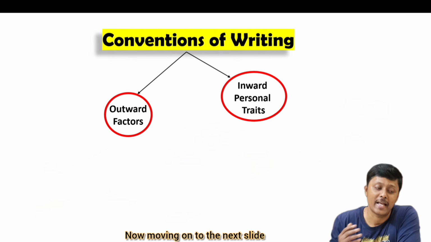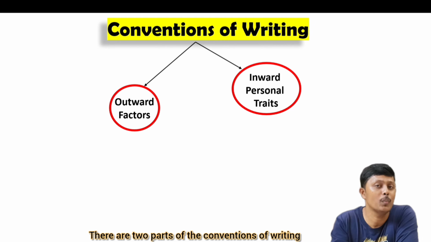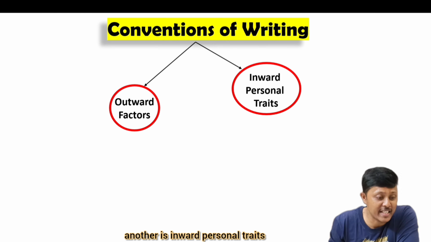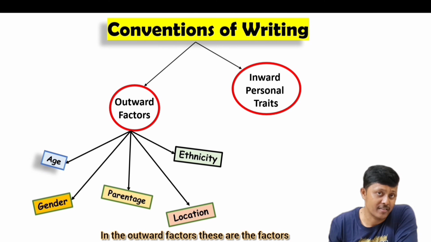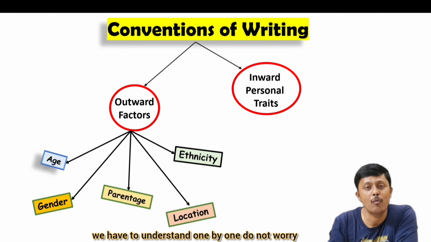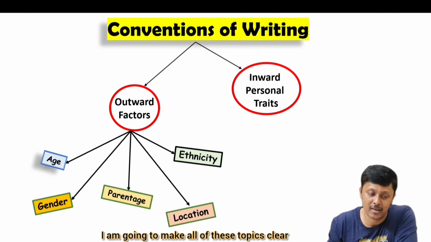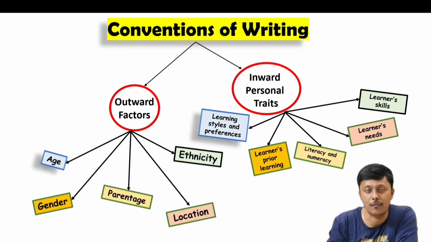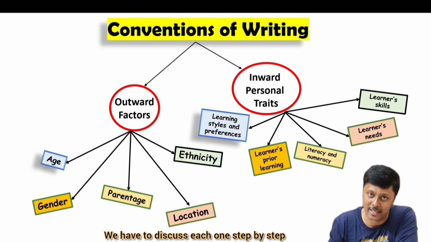Now, moving on to the next slide, we have to understand the conventions of writing. There are two parts of the conventions of writing. One is outward factors, another is inward personal traits. In the outward factors, these are the factors we have to understand one by one. Do not worry. In the next slide, I am going to make all of these topics clear. And in inward personal factors, there are five parts. So, five and five parts, total 10 parts. We have to discuss each one step by step.